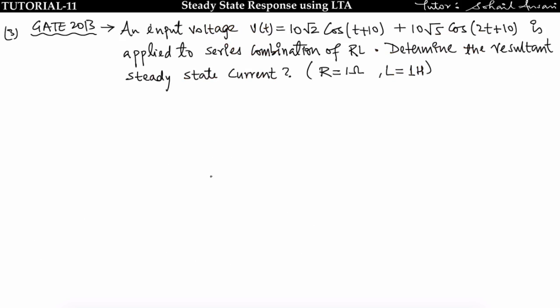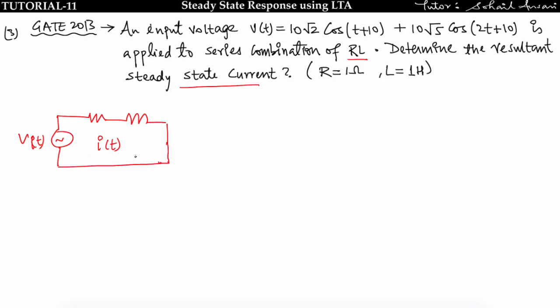Let's take one more problem. An input voltage V(t) equal to 10 root 2 cos t plus 10 root 5 cos 2t plus 10 is applied to a series combination of RL. Determine the resultant steady state current. First draw the circuit. This is my input voltage V(t) having a series combination of RL, and we have to find the steady state response, that is the current.